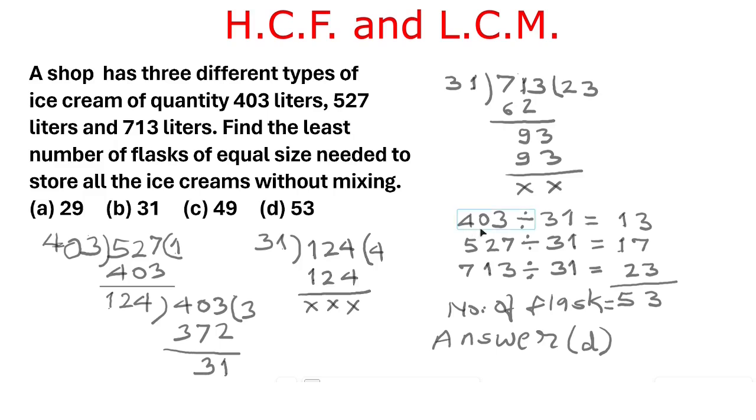Here we have found the number of flasks separately. We could have added all the quantity of ice creams and then divided by 31, then also we would get the same number of flasks, 53.